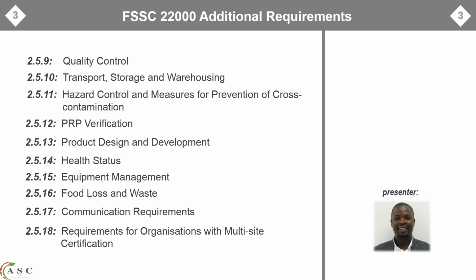Again, that deals with food chain categories A, E, F, and G. Nothing much has changed here. It's just a few grammatical or elaboration changes that have been added to say that the internal audit requirements that have been specified here are in addition to clause 9.2.